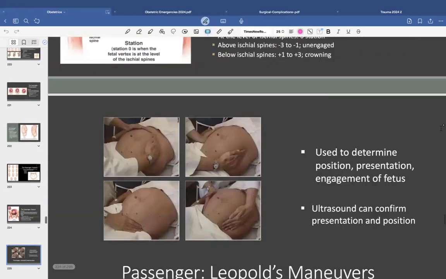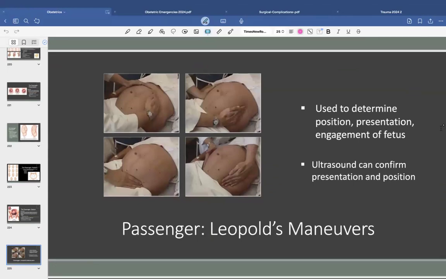Leopold's, we talked about during the antepartum part. We use this to determine position, presentation, engagement of the fetus. Remember, we talked about the different positions. The last one, you're turning towards the feet of the mom. This can help you determine the presentation and the position. So you go back to your antepartum and look at that again. But this is gonna help you determine where your passenger is in the labor. Moms usually do not like Leopold's maneuvers, but they're necessary. They don't feel good. Ultrasounds can also confirm presentation and position.